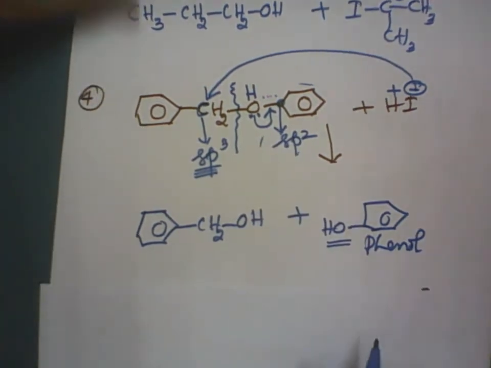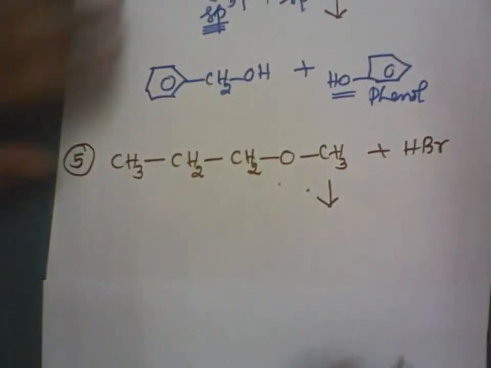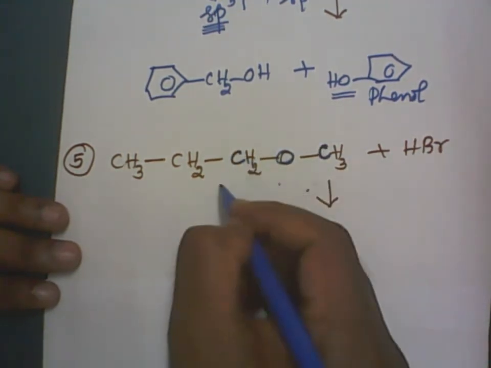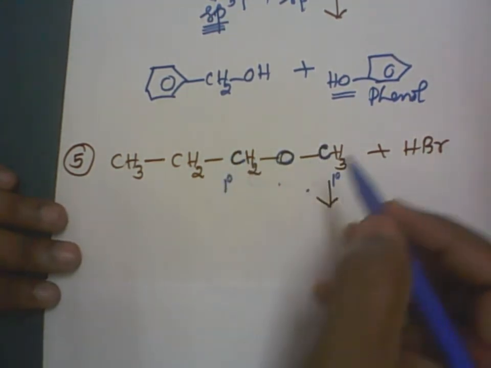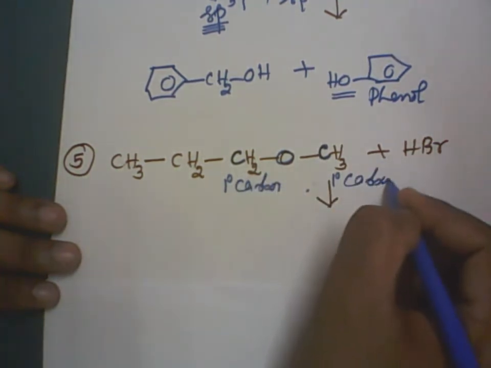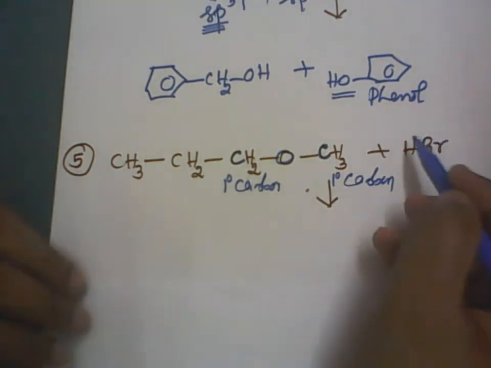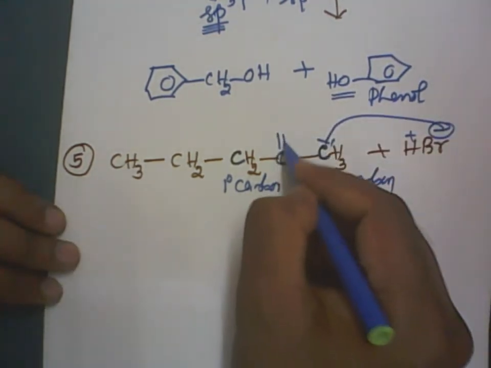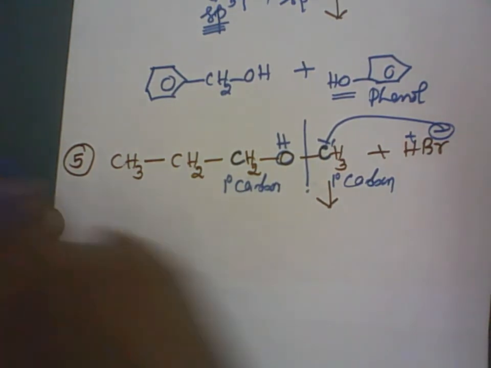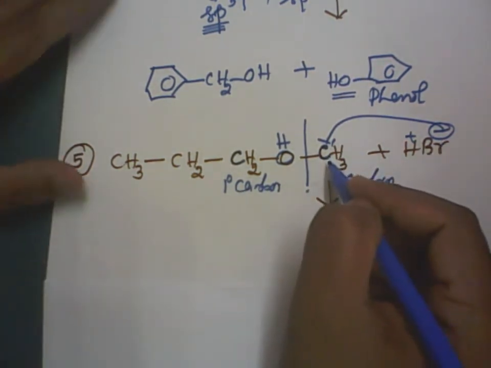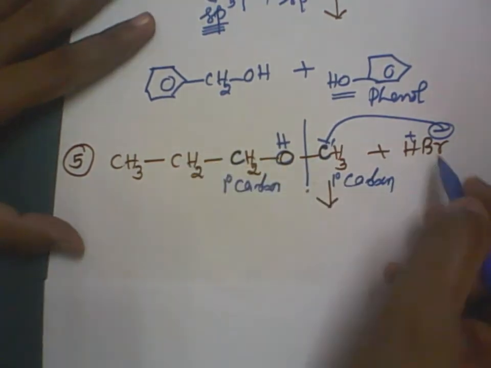Clear? Yeah. Next one. Oxygen attached to a carbon atom. Both the sides are primary carbon: primary carbon and primary carbon. Now in these cases, which rule do you have to follow? The nucleophile attacks the smaller alkyl group, and hydrogen attaches to the oxygen and breaks the bond. Halogen directly attaches to the smaller alkyl group, not the bigger alkyl group. Steric hindrance will be there.